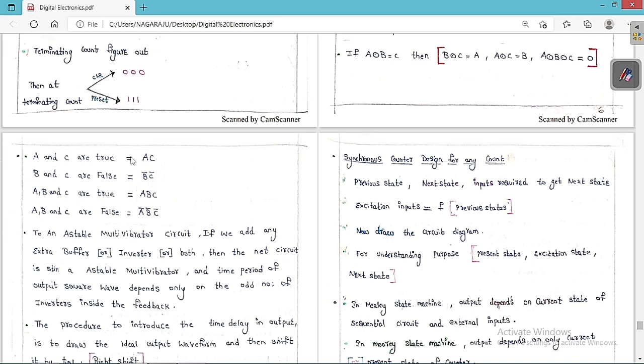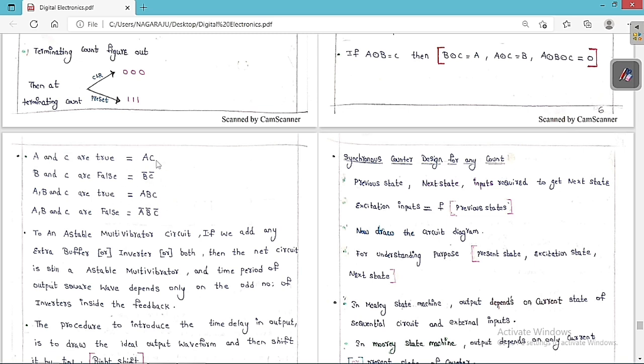True means keep as it is. False means keep the bar of that one. And means always go for the into. So listen, true means always keep as it is, false means keep the complement of our letter, and AND means keep the dot. So this is a concept that you always have to keep in your mind.